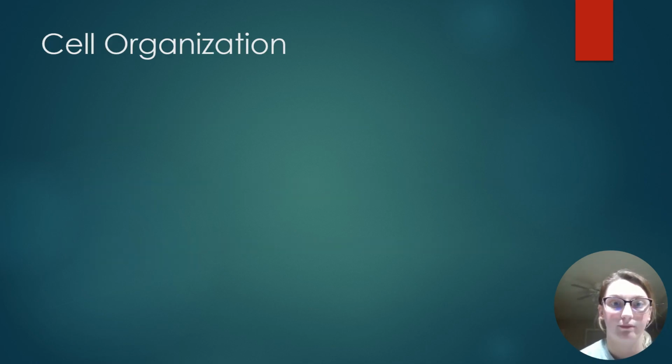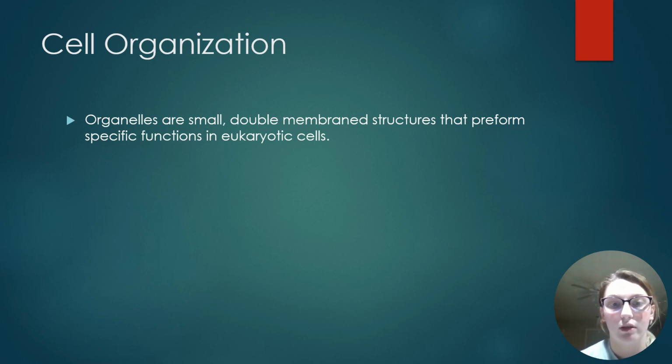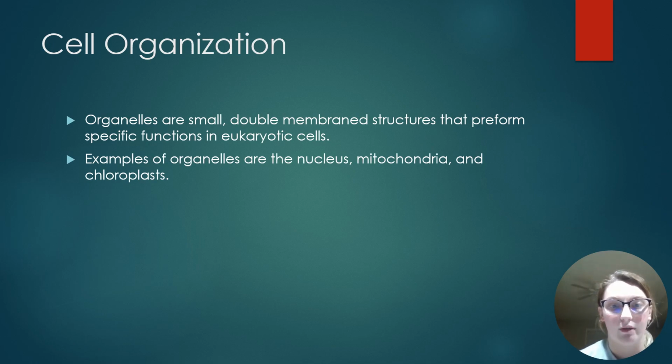Cell organization. Organelles are small, double-membrane structures that perform specific functions in eukaryotic cells. Examples of organelles are the nucleus, mitochondria, and chloroplast, and another example would be ribosomes. They all have specific functions that they carry out in the cell. Humans are eukaryotic.